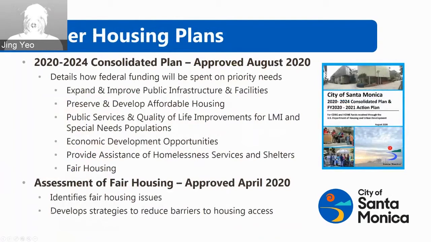There are other housing plans in addition to the housing element. There's a consolidated plan, and it was just approved recently in August. What that plan does is that it details how federal funding will be spent on priority needs that are determined through a public process, and you can see a listing there of what those priorities are in this current consolidated plan. There's also an assessment of fair housing that was also approved earlier this year, and that's required in order to identify fair housing issues and barriers that prevent access to fair housing.